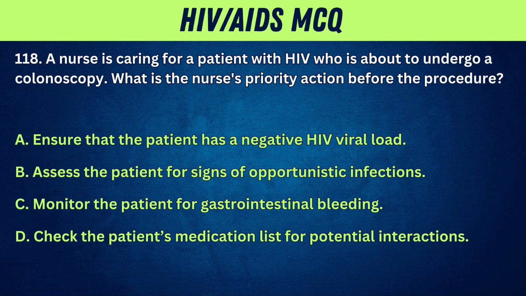118. A nurse is caring for a patient with HIV who is about to undergo a colonoscopy. What is the nurse's priority action before the procedure? A. Ensure that the patient has a negative HIV viral load. B. Assess the patient for signs of opportunistic infections. C. Monitor the patient for gastrointestinal bleeding. D. Check the patient's medication list for potential interactions.